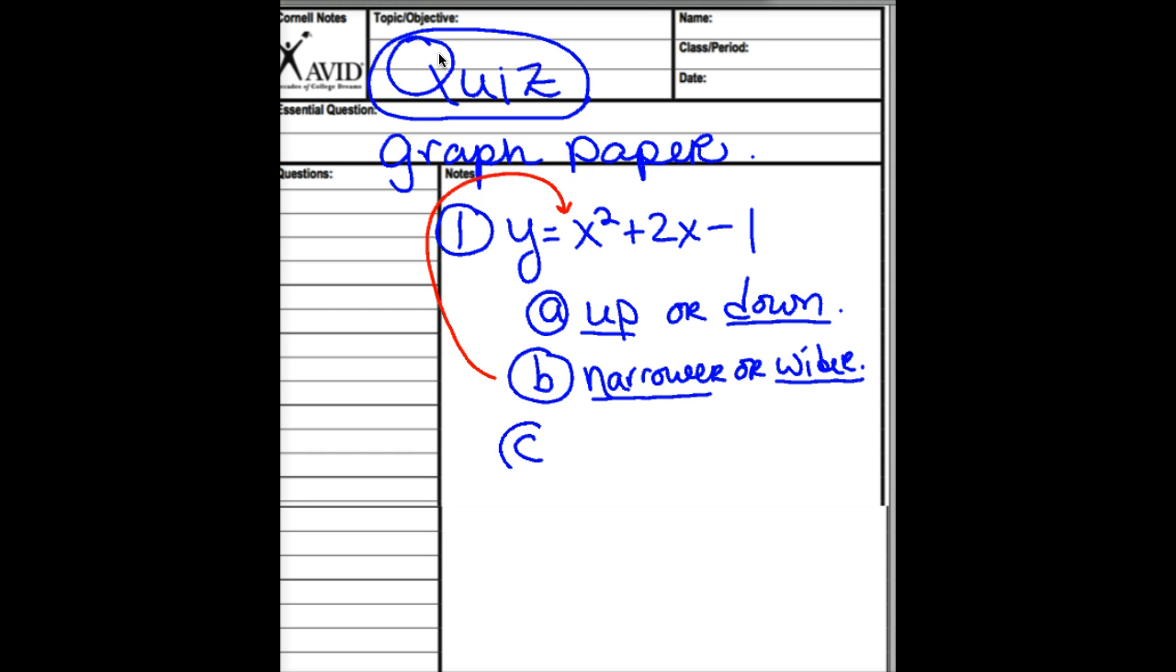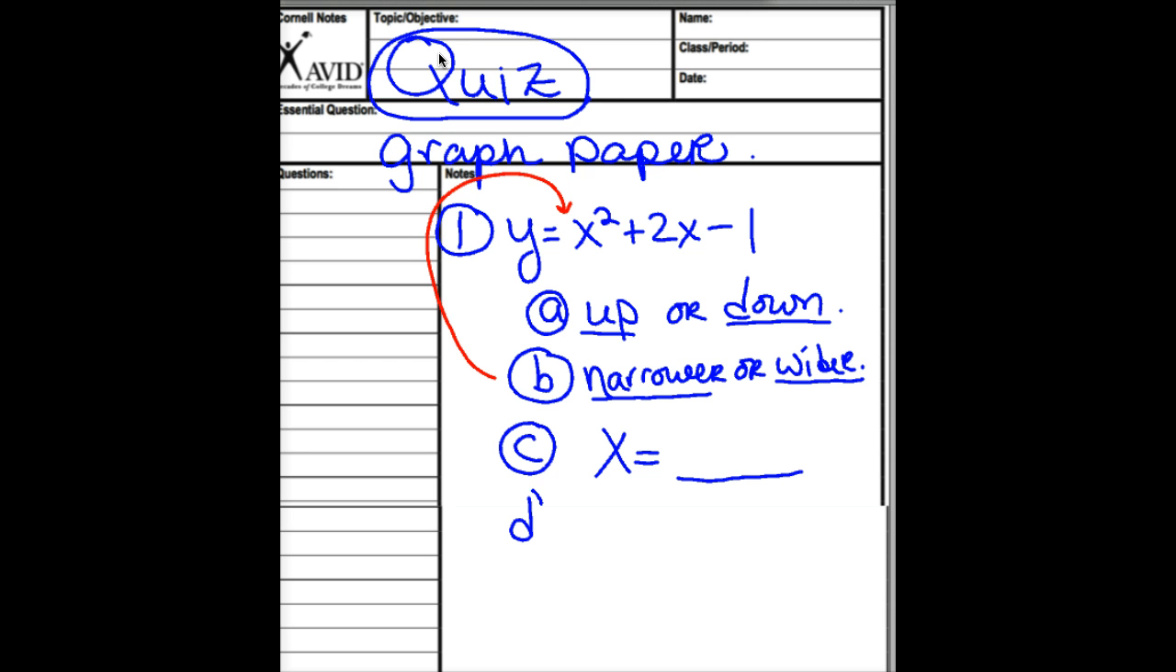Letter C. I would like you to find the equation for the axis of symmetry. So you're going to complete this: x is equal to. If you need to look back at your notes for the formula, go ahead. But I want you to tell me what the axis of symmetry is. And again, you can pause this while you're working on things.